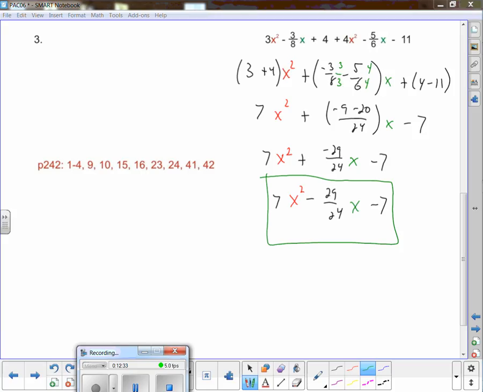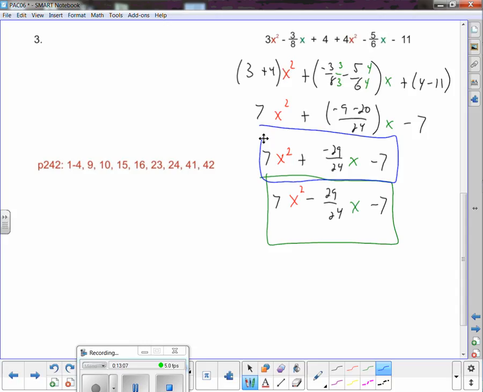So on 3, give me your answer. All right, here we go. 1, 2, 3. 7x squared. Okay, I heard some correct answers, but I heard it in not the best form. So I think I heard this, right? 7x squared plus negative 29 over 24x minus 7. What's a plus times a minus? What's a plus times a minus? A minus. So see how we can further one more step simplify that?